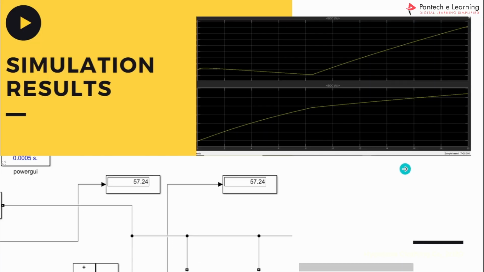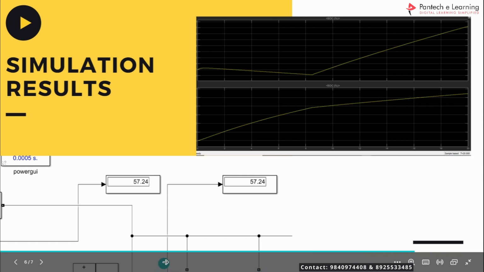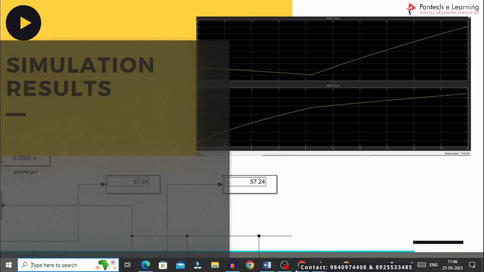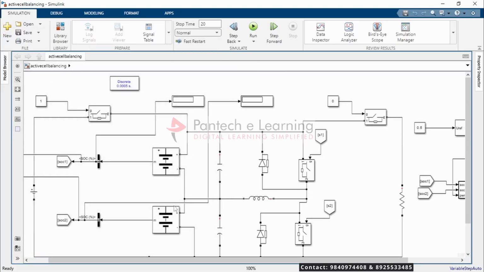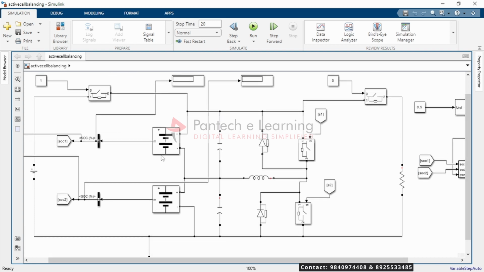Next, simulation results. First we will enter into MATLAB. Go to the MATLAB software. This is our active cell balancing circuit. Here you can see the two batteries, cell 1 and cell 2. This balancing is based on the inductor.